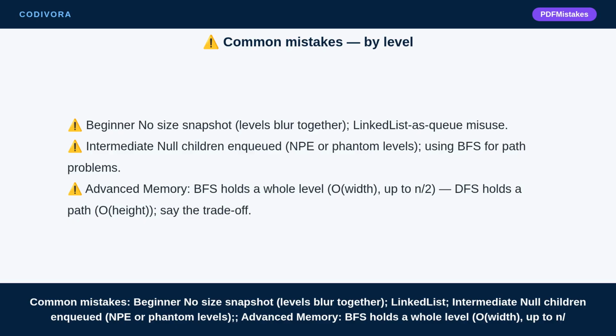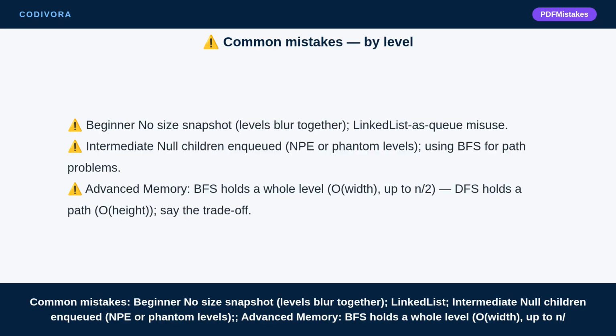Now the mistakes to avoid, straight from the field. Beginner: no size snapshot, so levels blur together. Linked list as queue misuse. Intermediate: null children enqueued, creating phantom levels, and using BFS for path problems. Advanced: memory. BFS holds a whole level, O(width), up to n/2. DFS holds a path, O(height).